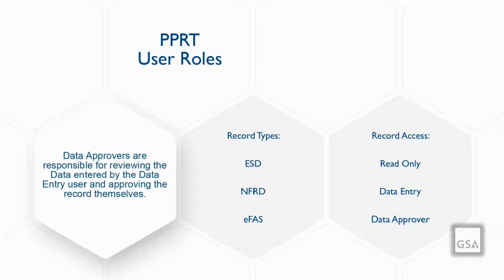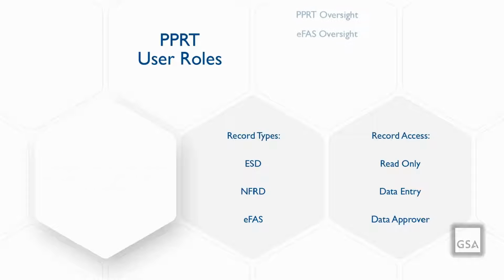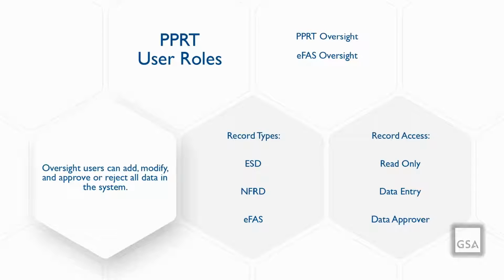Data approvers are responsible for reviewing the property data entered by the data entry users, then approving and confirming the agency data status. There is also the PPRT and EFAS oversight users, who are the program managers and/or administrators allowed to see all data from all agencies entered into the system. Oversight users can add, modify, and approve or reject all data in the system.